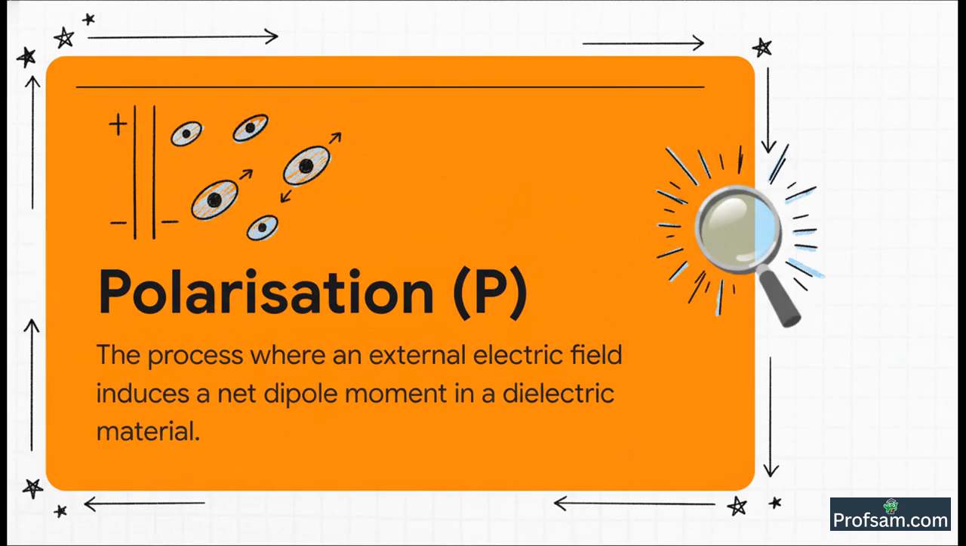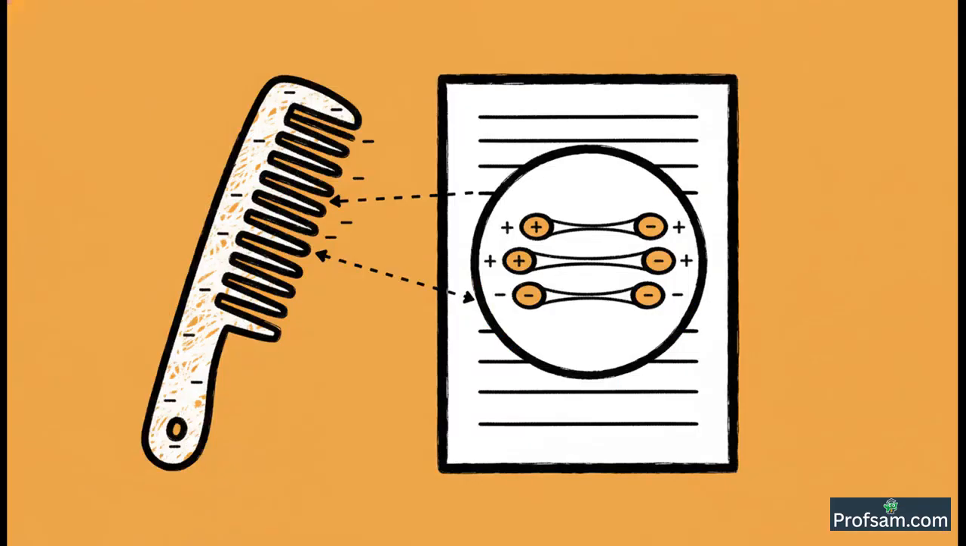Formally, we say that polarization is the process where an external electric field induces a net dipole moment in a dielectric material. In simple words, it's just all that stretching and aligning of atoms that we just talked about. Simple, right? And with this knowledge, we can finally solve our comb and paper mystery.